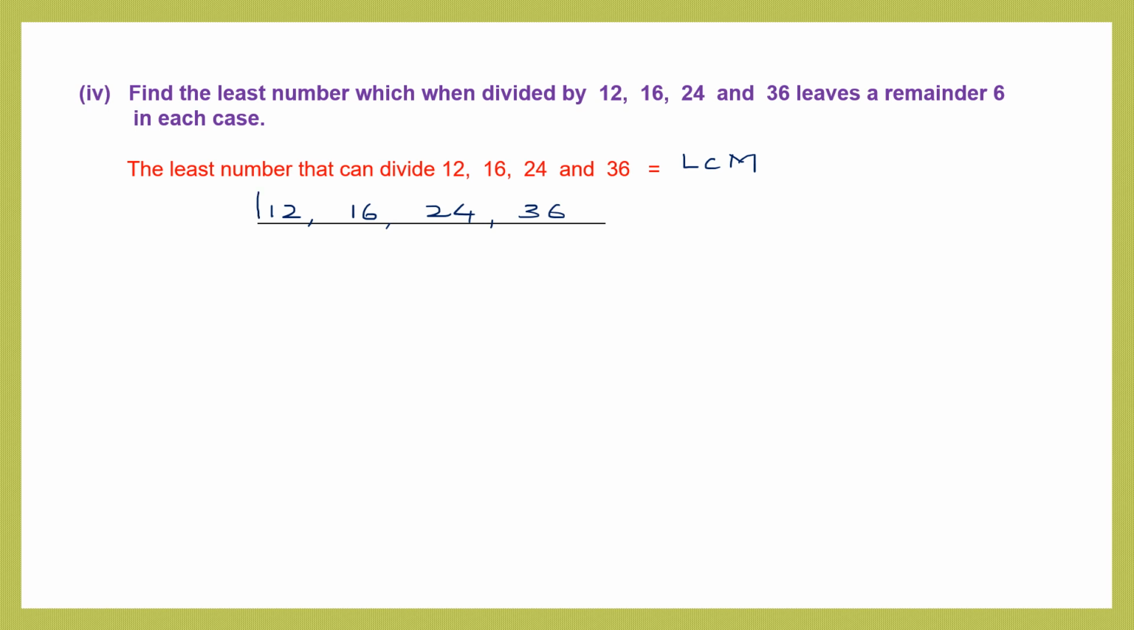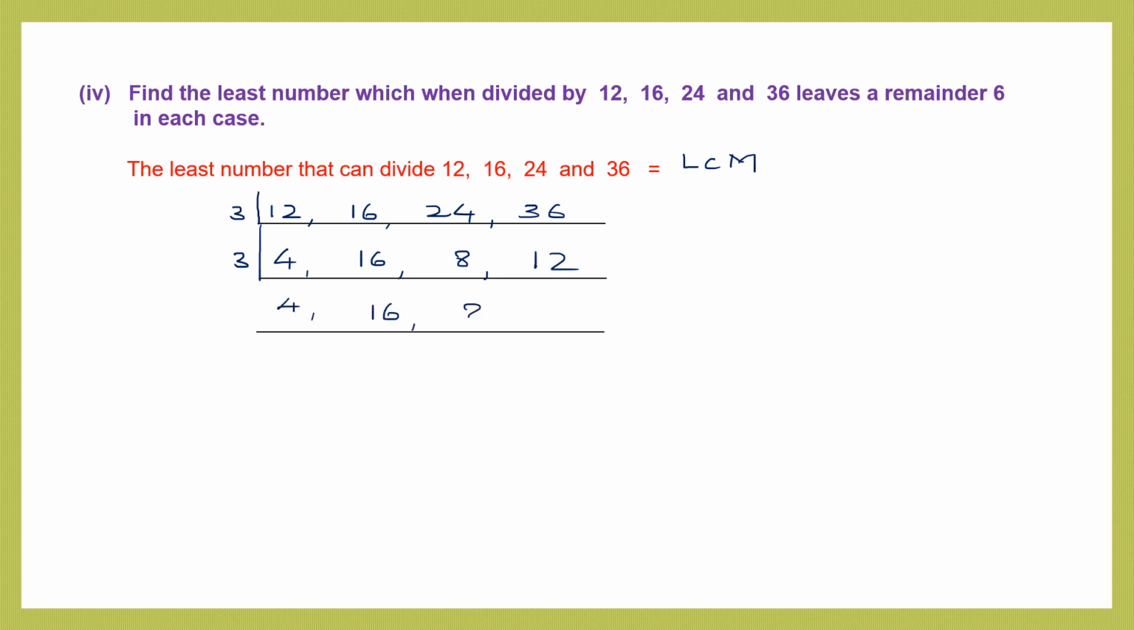So let's begin with 3. So 3 4's are 12, 16 is not divisible, so I bring it down. 3 8's are 24, 3 12's are 36. I'm going to continue to divide with 3. So that will be 4 I bring down, 16 I bring down, 8 I bring down because these are not divisible by 3. Now 3 4's are 12. Now I'm going to divide with 2.